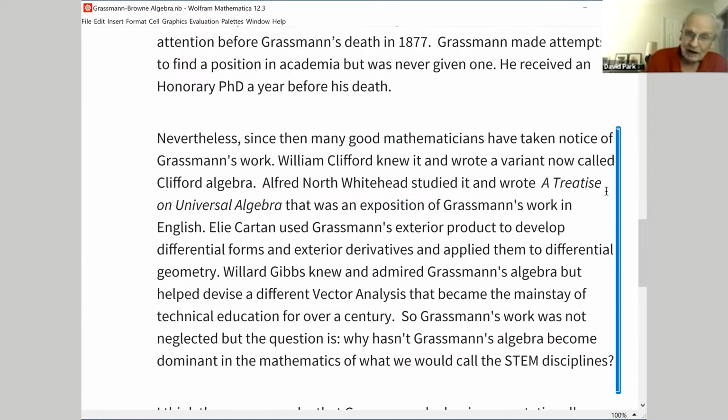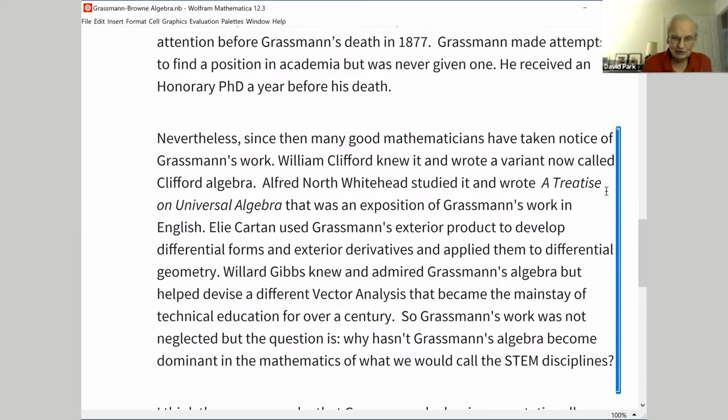Since then, and actually quite shortly after his death, I think, many good mathematicians have taken notice of Grassmann's work. William Clifford knew it and wrote a variant now called Clifford algebra. Alfred North Whitehead studied it and wrote a treatise on universal algebra that was an exposition of Grassmann's work in English. Élie Cartan knew Grassmann's work and used Grassmann's exterior product to develop differential forms and exterior derivatives and applied them to differential geometry. Willard Gibbs knew and admired Grassmann's algebra, but helped devise a different vector analysis that became the mainstay of technical education for over a century.